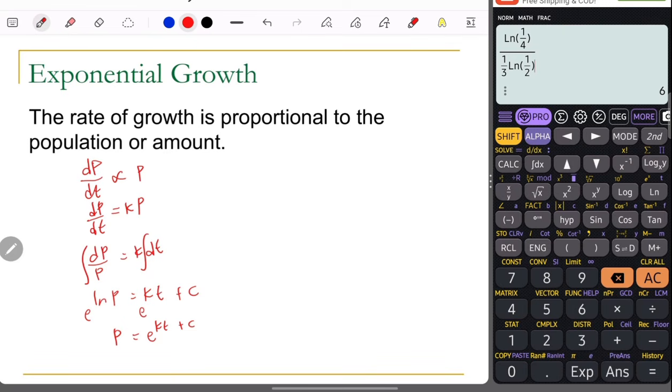But using the laws of exponents, that one is equivalent to e to the kt times e to the c. But e to the c is c. So this one is c times e to the kt.